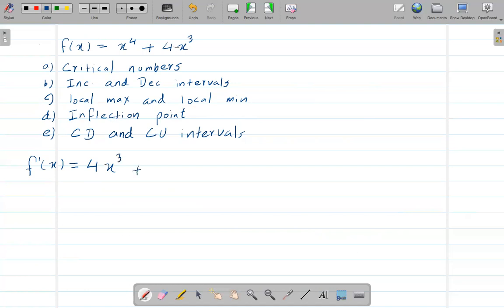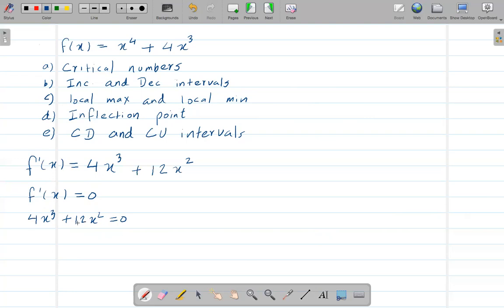3 will come down here, so 4 times 3 is 12. X to the power of 3 minus 1 is 2, right? Okay, now after this, we can say f prime of x is equal to 0 to find the critical numbers, right? So f prime of x is also this, so 4x to the power 3 plus 12x squared is equal to 0. Now from these two I can factor out 4, right?